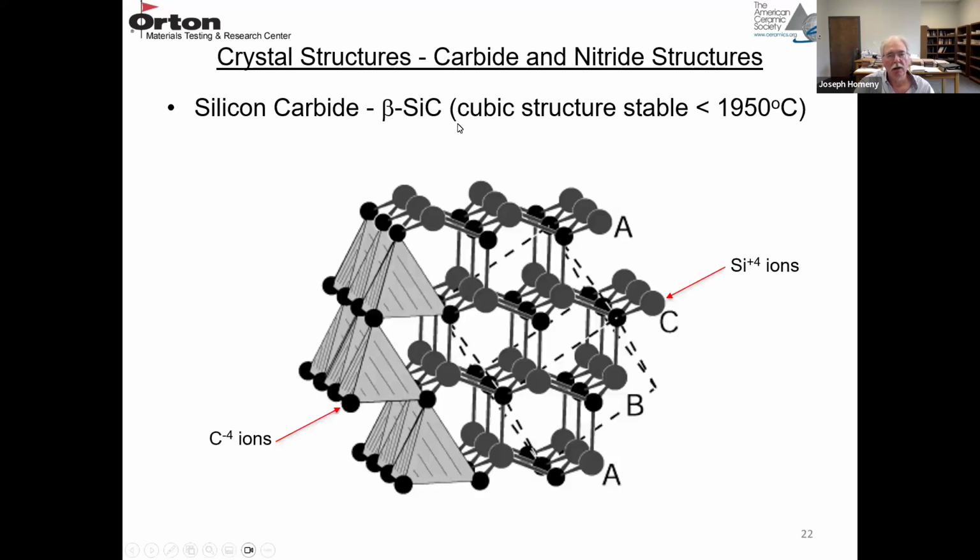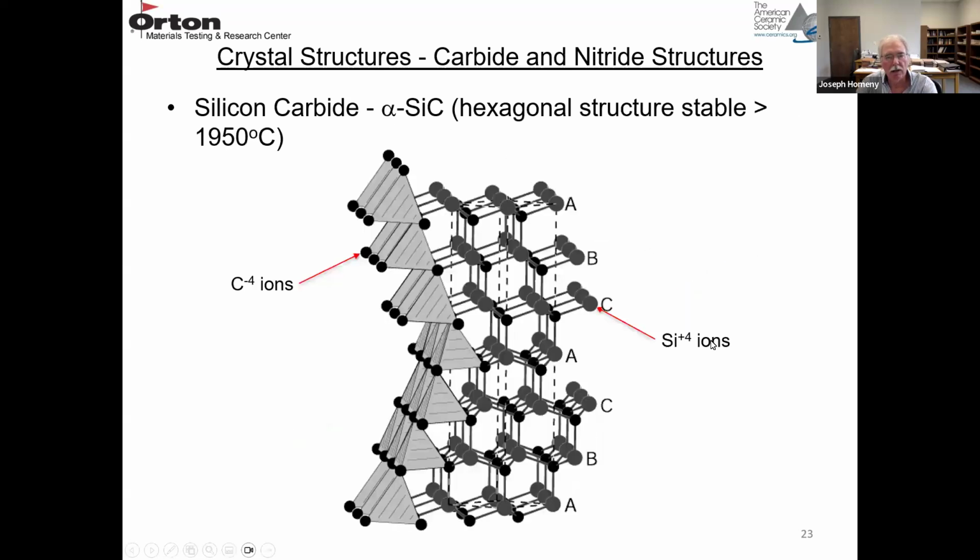So beta silicon carbide is cubic. It's stable up to 1950 degrees C, and then it transforms to alpha silicon carbide. Here are the C-4 ions, and here are your Si+4 ions. They're both in fourfold coordination, either way you look at it. There's a stacking sequence here, A, B, C, and then it continues A, B, C. So that's the stacking sequence for beta silicon carbide.